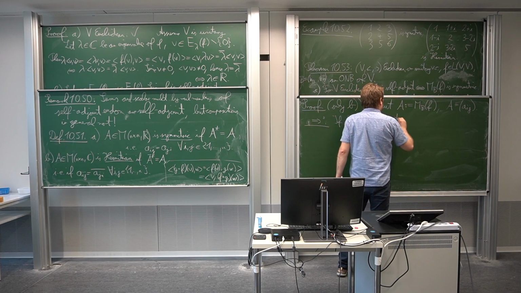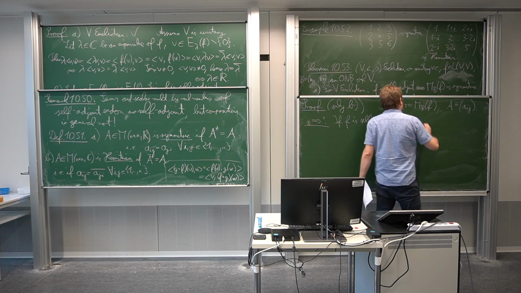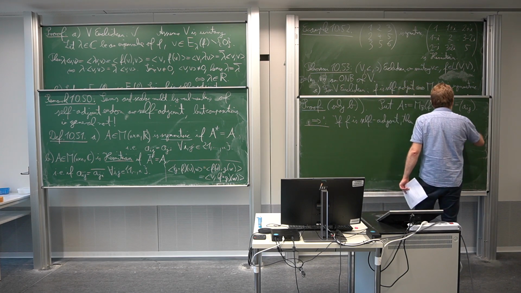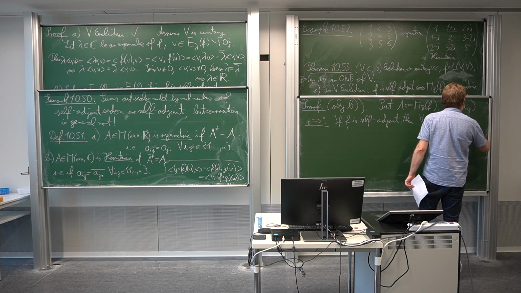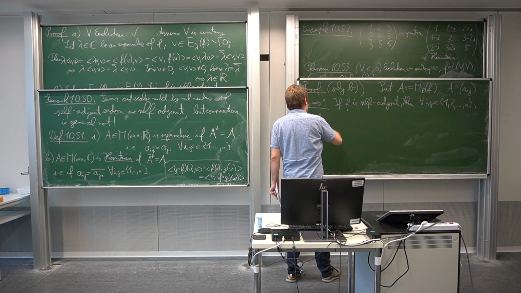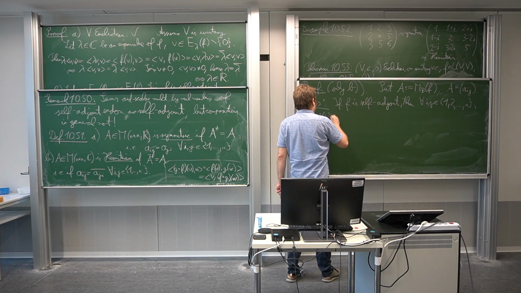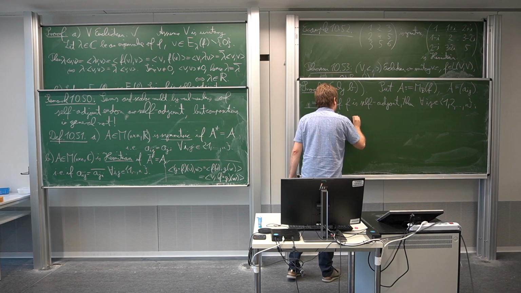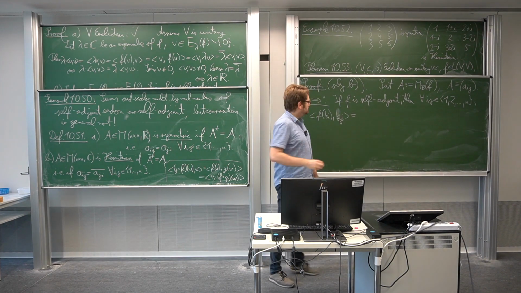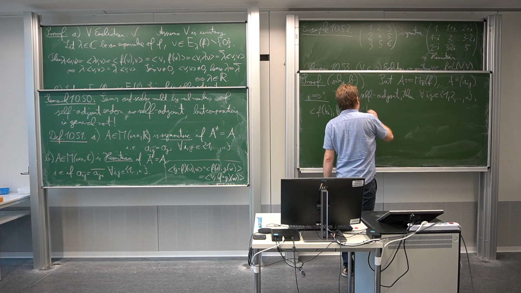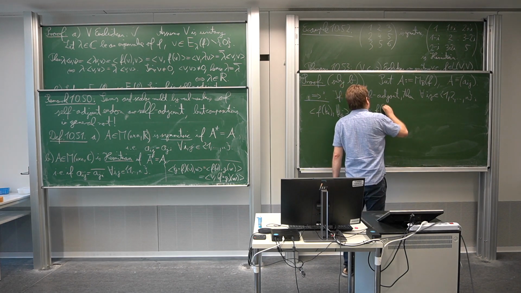So if F is self-adjoint, then in particular, if we put in basis vectors, we get a relation. Namely, if we put in some i and j between 1 and n, we get, and this is the assumption now, <f(b_i), b_j> is the same as <b_i, f(b_j)>.